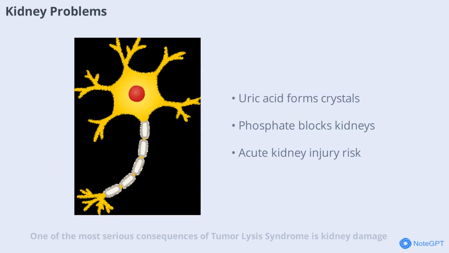One of the most serious consequences of tumor lysis syndrome is kidney damage. As uric acid and phosphate levels rise in the blood, they can form crystals that block the kidney's filtering system. This can lead to acute kidney injury or even kidney failure if not treated quickly. Patients may experience symptoms such as reduced urine output, swelling, or flank pain. Early recognition and intervention are critical to prevent permanent kidney damage in patients at risk for tumor lysis syndrome.